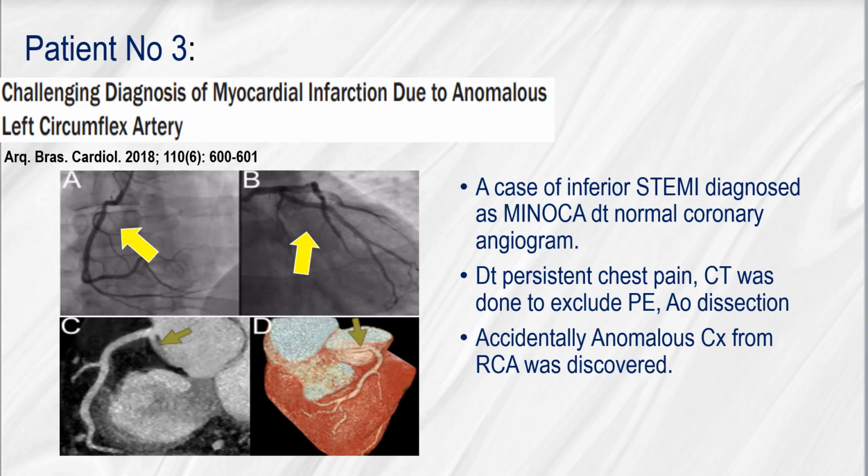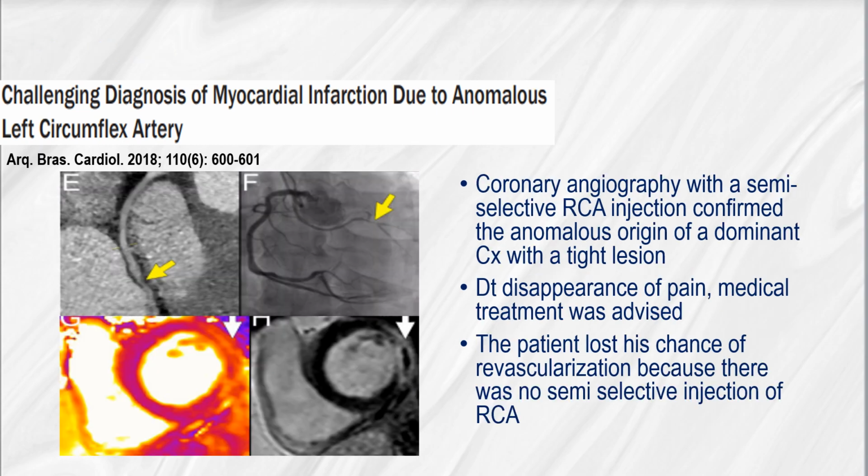Regarding the third patient, a case of inferior STEMI diagnosed as MINOCA due to a normal coronary angiogram. Due to persistent chest pain, CT was done to exclude other causes. Accidentally, an anomalous CX from the RCA was discovered. Coronary angiography with a semi-selective RCA injection confirmed the anomalous origin of the CX with a tight lesion. Due to disappearance of pain, medical treatment was advised. The patient lost his chance of revascularization because there was no semi-selective injection of the RCA.